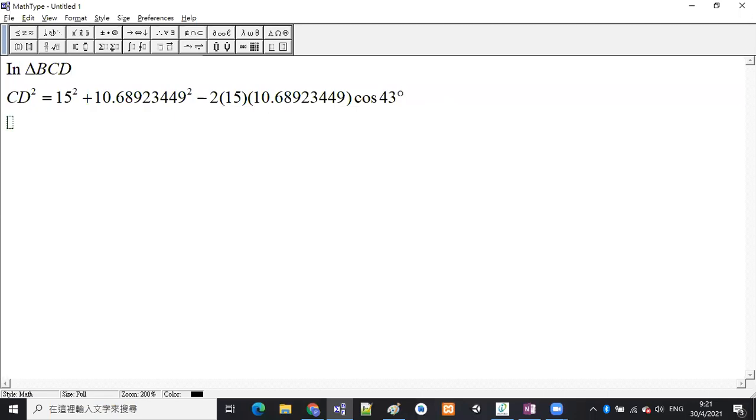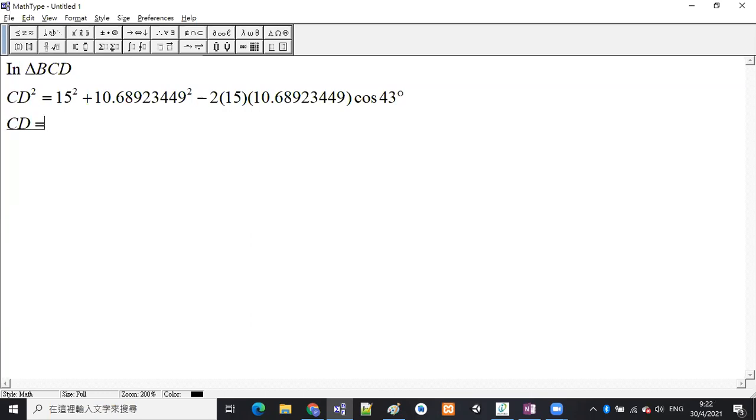For the 10.689 number, I will use memory A when I key in the calculator. So it should be 15 squared plus memory A squared minus 2 times 15 times memory A times cosine 43 degrees. Okay, and then don't forget to take square roots on this number. And it should be 10.233 something.